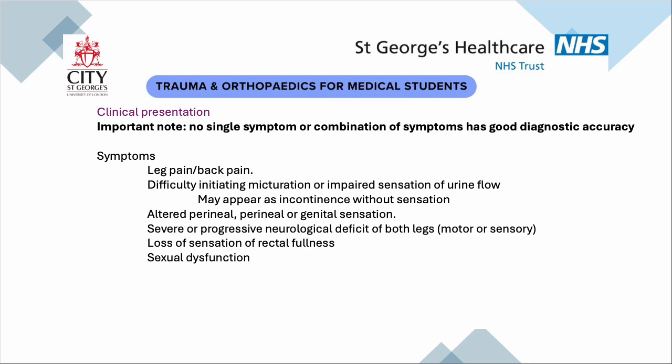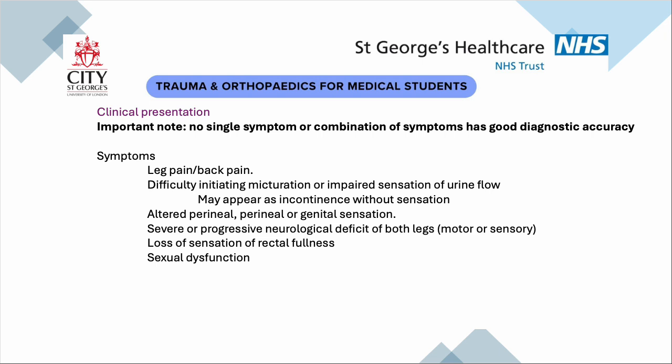Now the presentation, very importantly, is the bit in bold. No single symptom or combination of symptoms has good diagnostic accuracy. But the symptoms include leg pain and back pain, so a sciatica picture, and it may be one-sided sciatica with cauda equina, or it may be bilateral sciatica, and certainly with bilateral sciatica, you've got to think that something's happening in the middle. There may be problems urinating, either initiating it or an impaired sensation of urine flow.